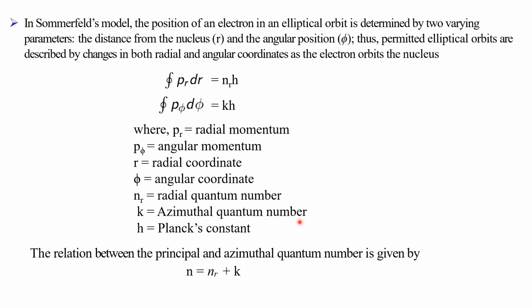So, in Sommerfeld's model, the position of an electron in an elliptical orbit is determined by two varying parameters, the distance from the nucleus r and the angular position phi. Thus, permitted elliptical orbits are described by changes in both radial and angular coordinates as the electron orbits the nucleus. Now, if we do the integral of Pr dr, where Pr is the radial momentum, we get n_r times h, and the integration of p phi d phi, where p phi is the angular momentum, gives you kh.